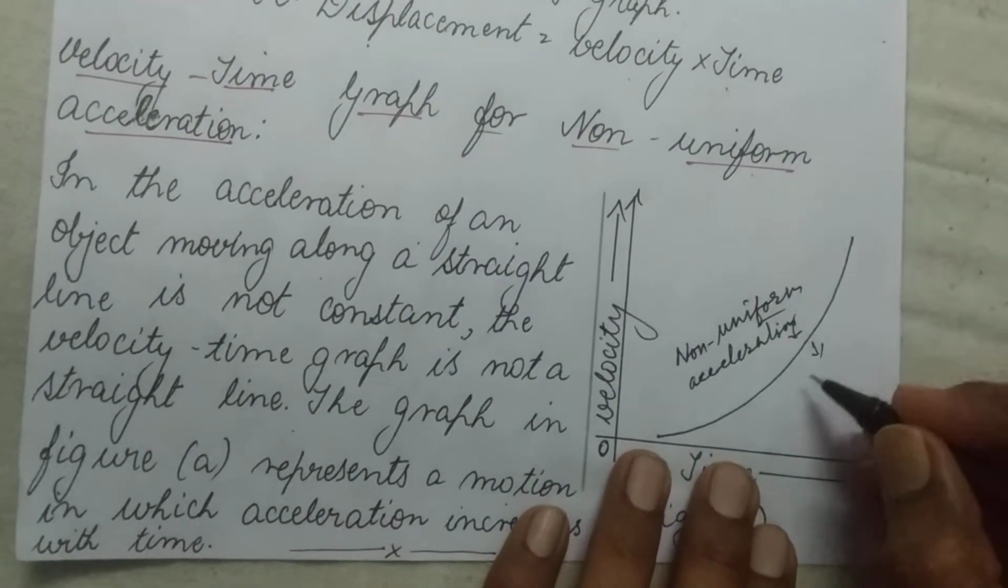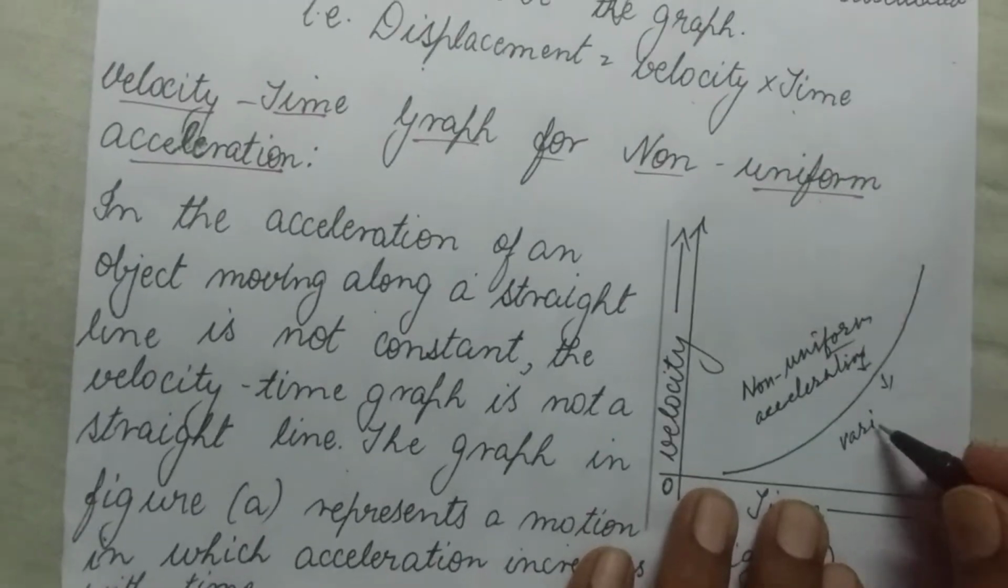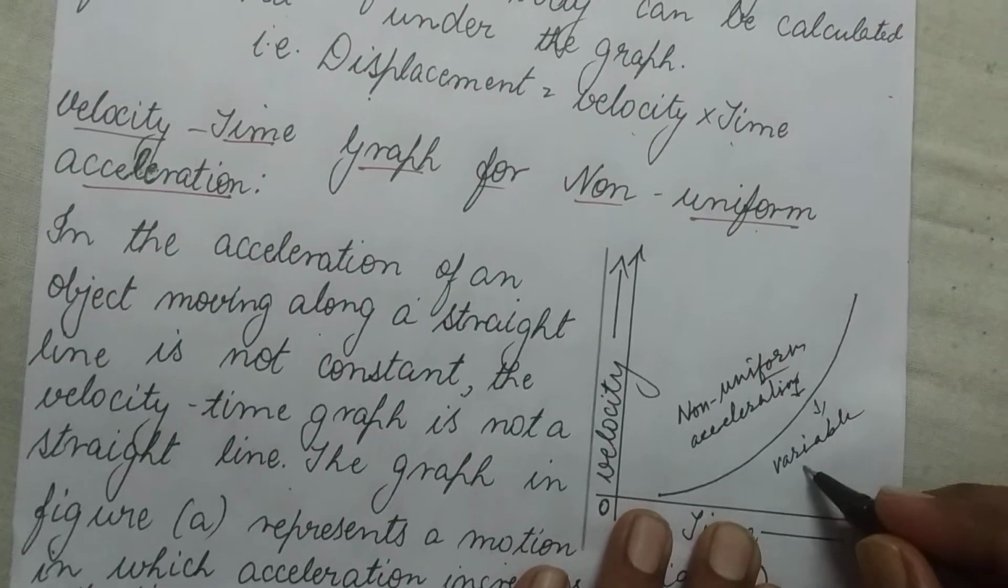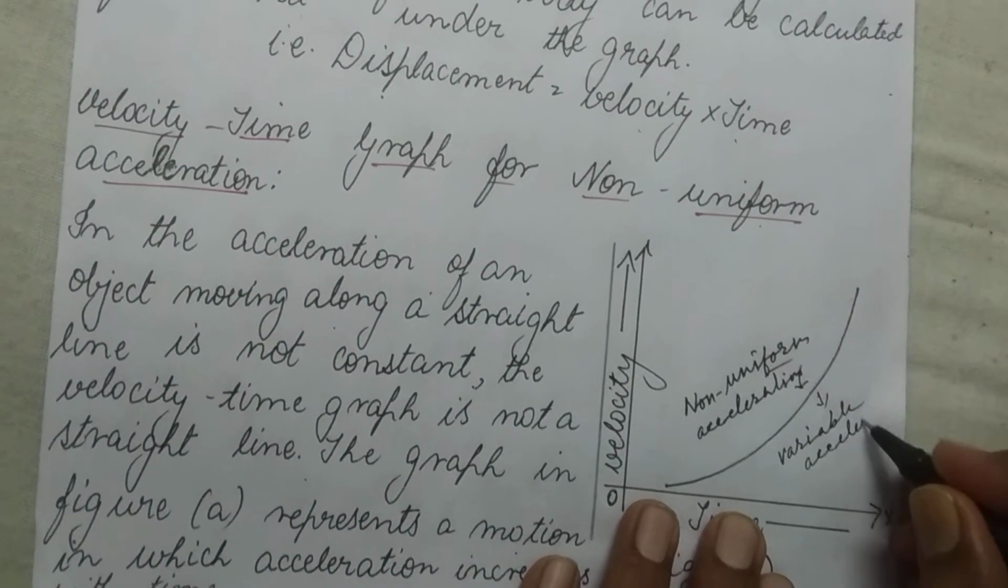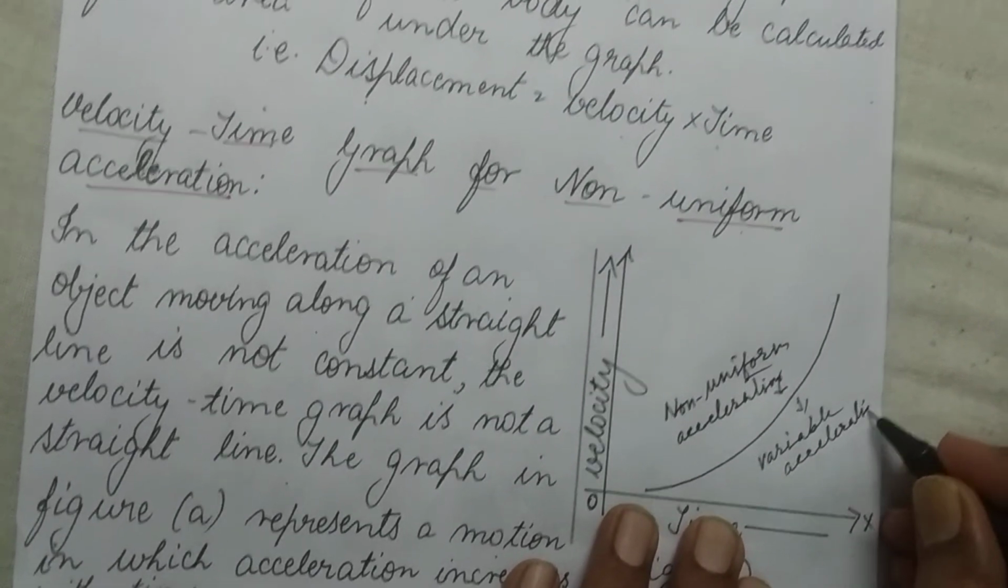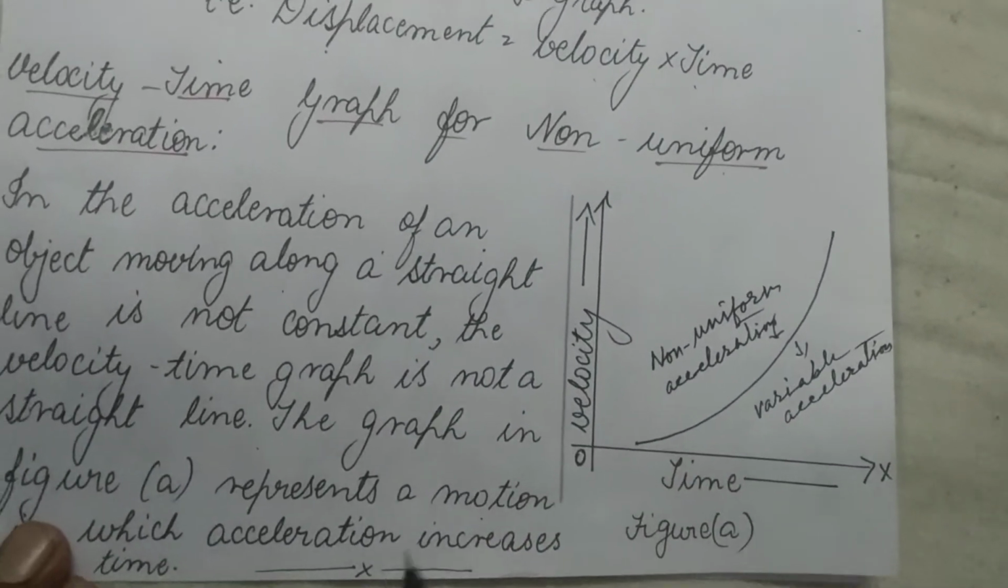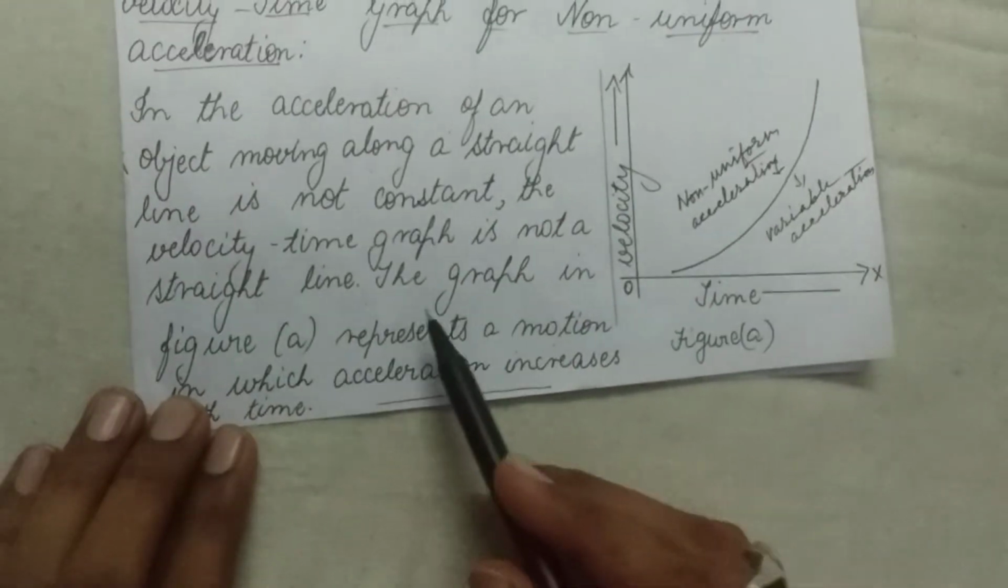Here the graph shows the variable acceleration. This is the graph for the variable acceleration. So it is all about it.